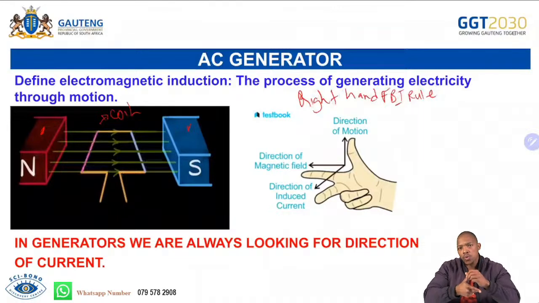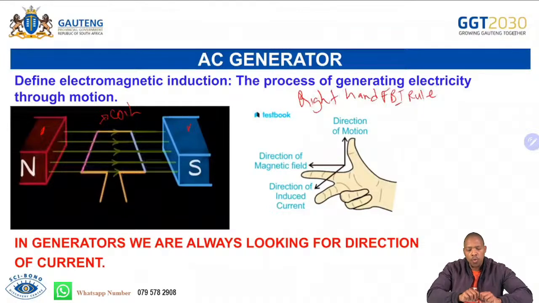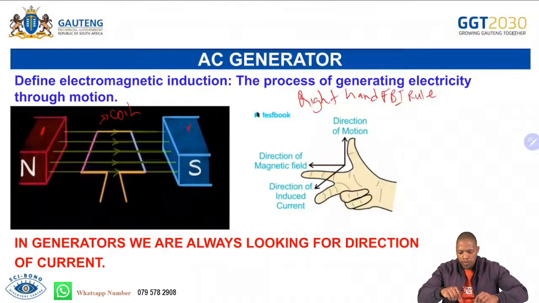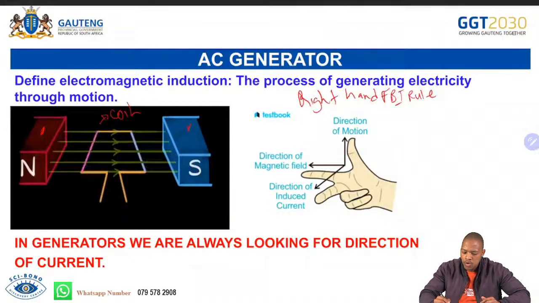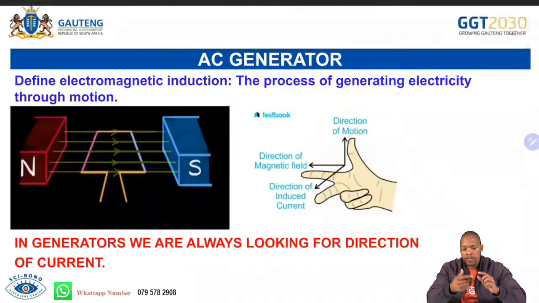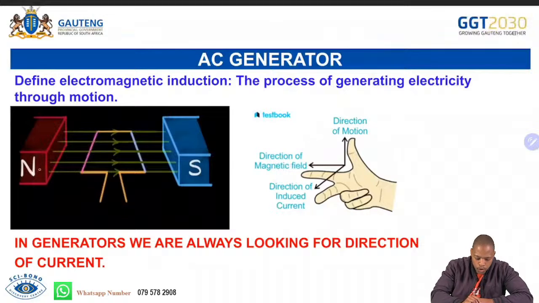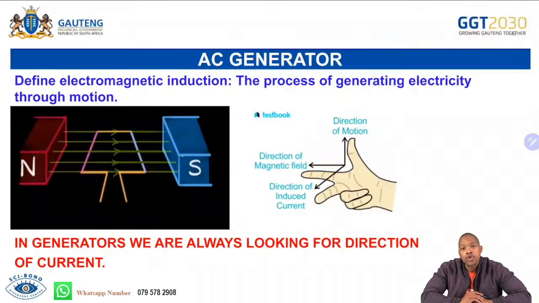The thumb is always going to represent the direction of motion. Why are we saying direction of motion? Remember, for us to induce EMF or current here, we must move the coil. The coil is going to be rotating inside these two bar magnets, so we must know the direction of motion. Is it going clockwise or anti-clockwise? Once we know the direction of motion, it's going to be easy for us to determine the direction of the induced current. Number two, the four fingers represent the direction of the magnetic field, which we know is always moving from the north to the south.